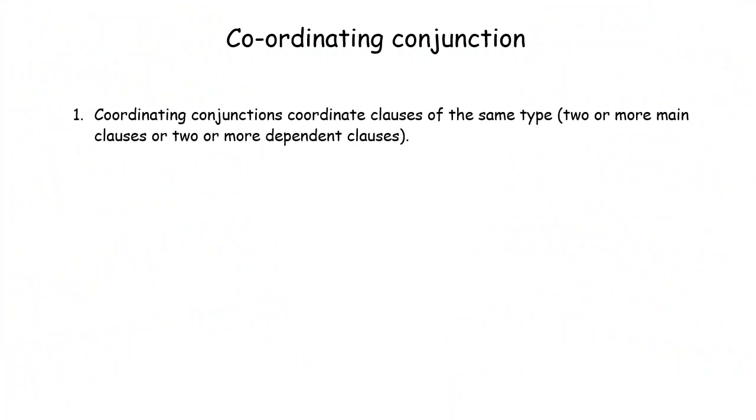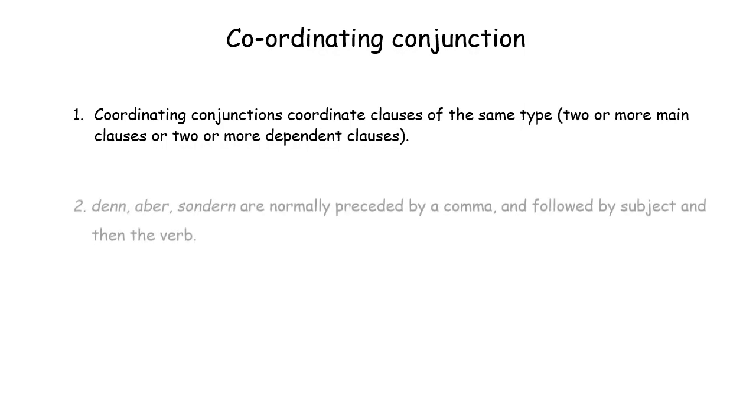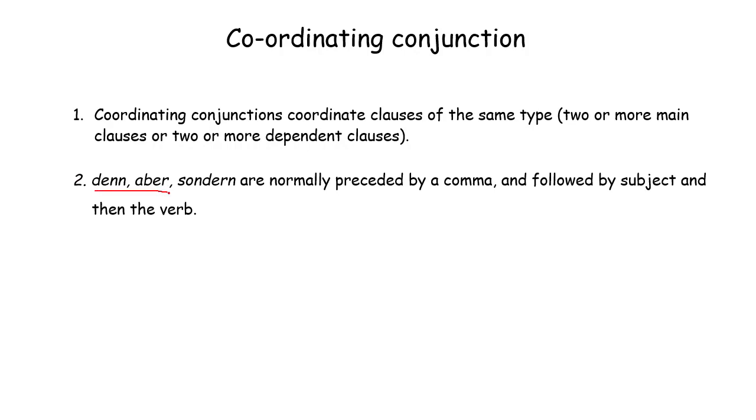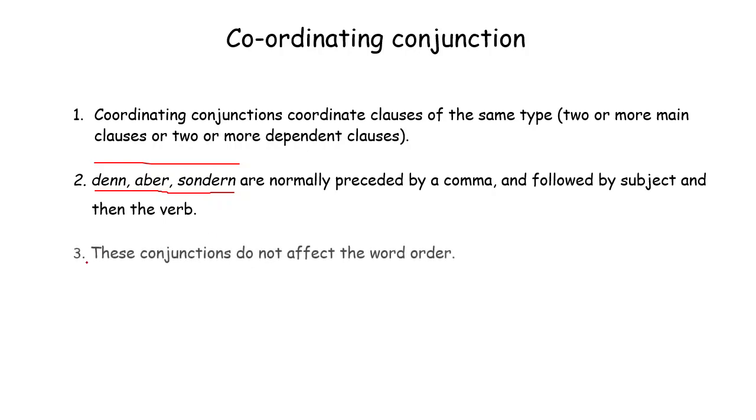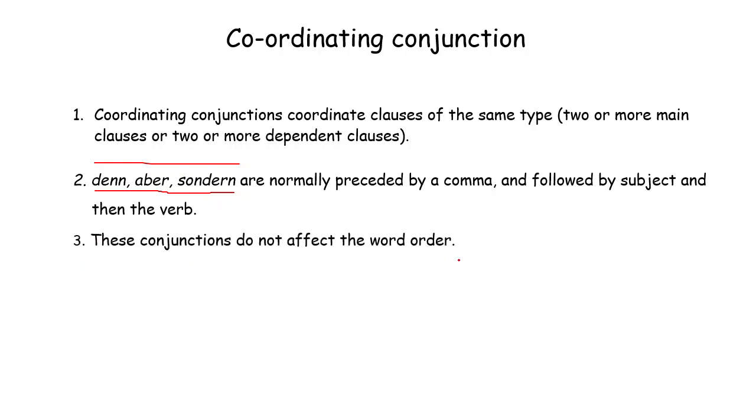Coordinating conjunctions coordinate clauses of the same type, two or more main clauses or dependent clauses. Denn, aber, and sondern are normally preceded by a comma, followed by the subject and the verb. These conjunctions do not affect the word order. Like we already know, we make a sentence with subject, verb, object, and the next sentence also has subject, verb, object. It does not affect the word order.